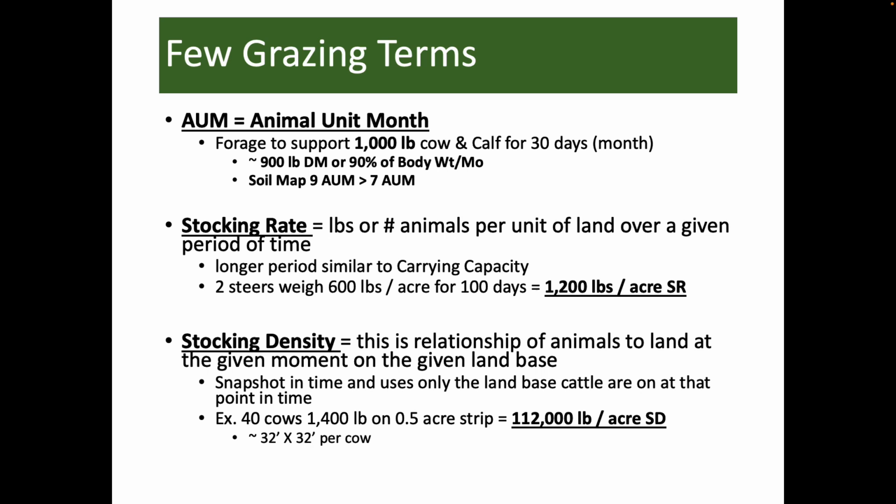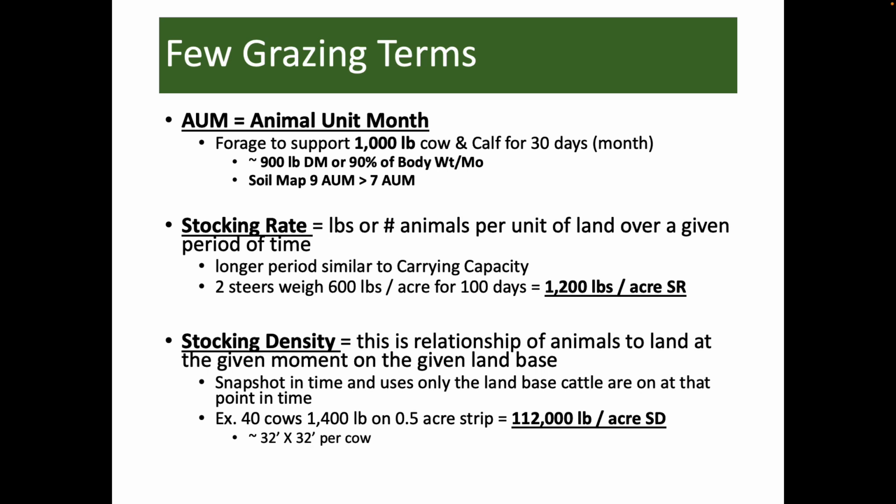Stocking rate is the pounds or number of animals per unit of land over a given period of time. So this is similar to carrying capacity, but it's a longer period of time. So 2 steers that weigh, say, 600 pounds for 100 days, and we've got 1,200 pounds per acre stocking rate.